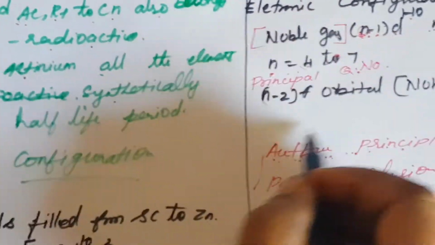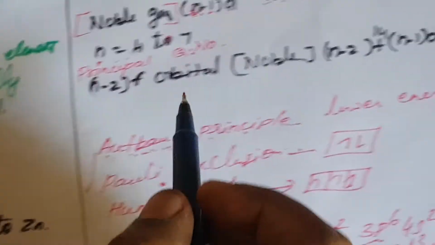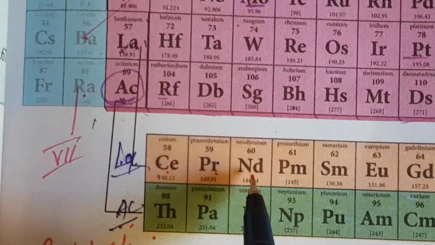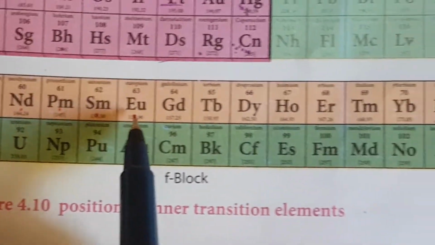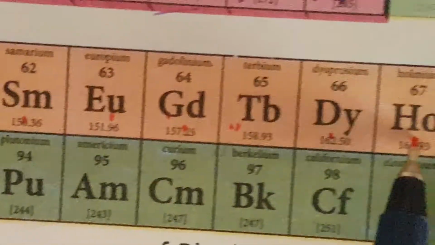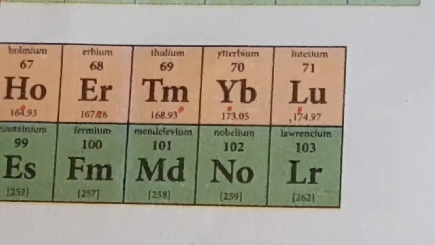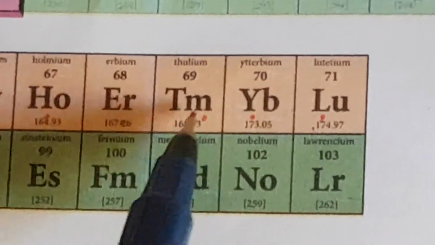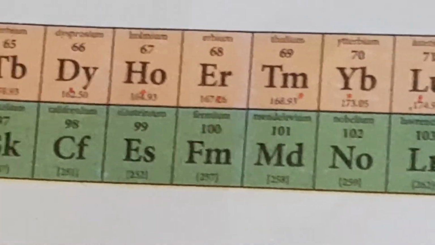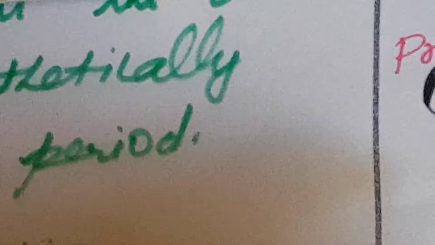Another one is the f orbital, which belongs to the inner transition elements. These are the f orbitals: lanthanum, cerium, praseodymium, neodymium, promethium, samarium, europium, gadolinium, terbium, dysprosium, holmium, erbium, thulium, ytterbium and lutetium. If you want to know the names, see the logbook, all the names are there. These are the f block elements.